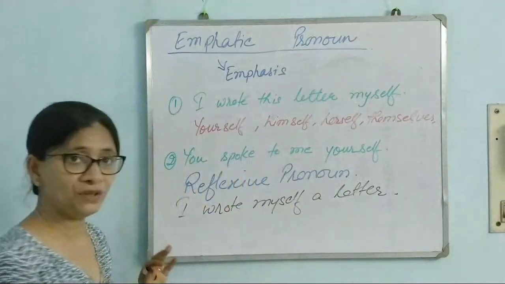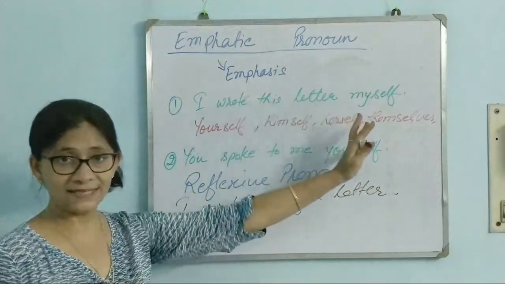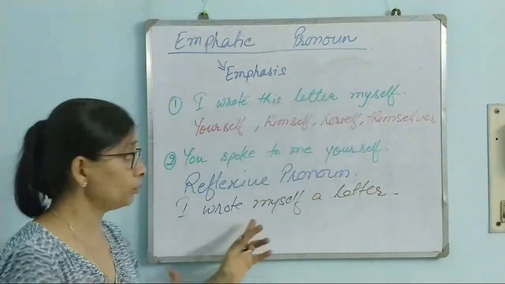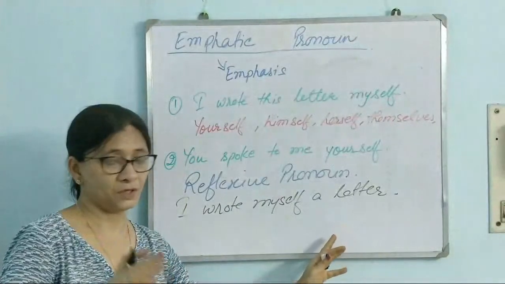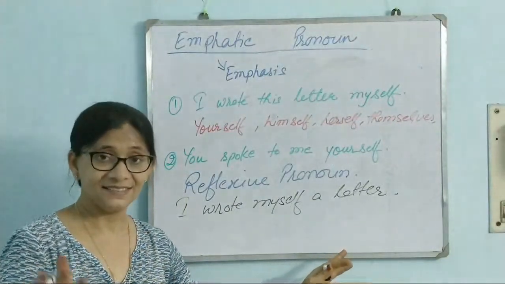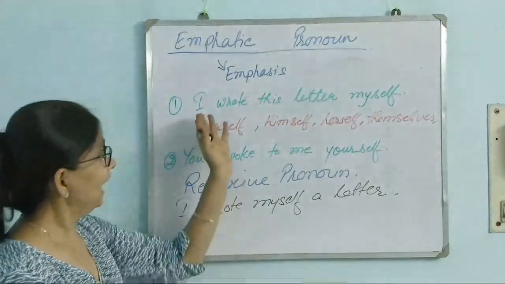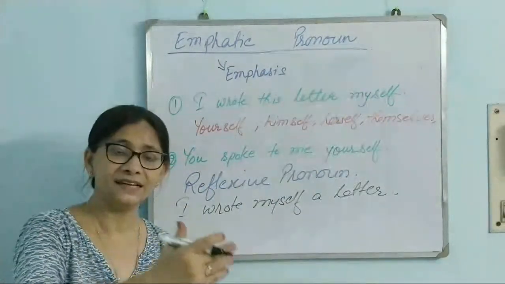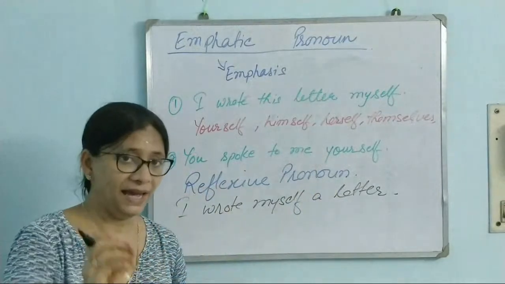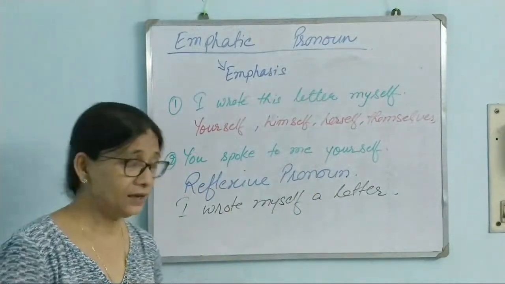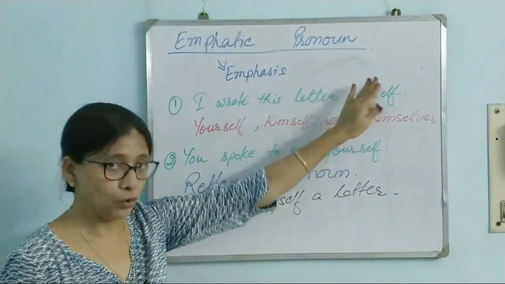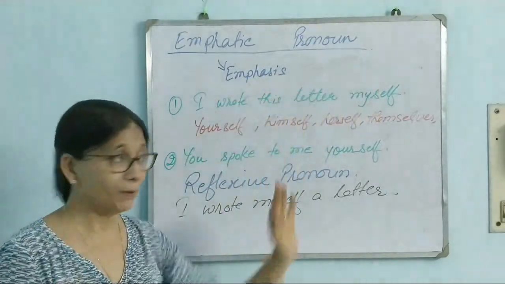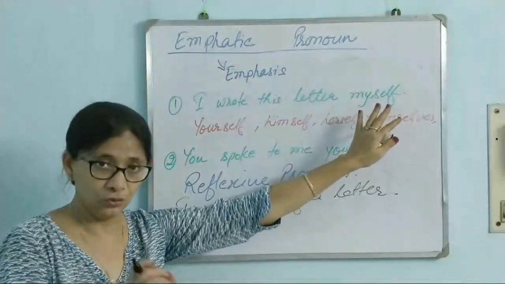Do you see any difference here? I wrote this letter myself and I wrote myself a letter. Do you see any difference? Yes, there's a major difference here. I wrote this letter myself, meaning the letter was for somebody else, which I have written myself. Okay? Here, without myself, also the sentence was complete. Myself is just adding a strength to the sentence.